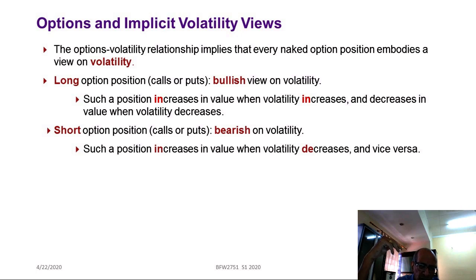So short option positions, calls or puts, are bearish on volatility. You know there's not going to be a very large swing. Such a position increases in value when the volatility decreases, and vice versa. So here, you know, the price may fall somewhere lower than K, then you go long puts and short calls. Okay, I'll show you in a diagram later.